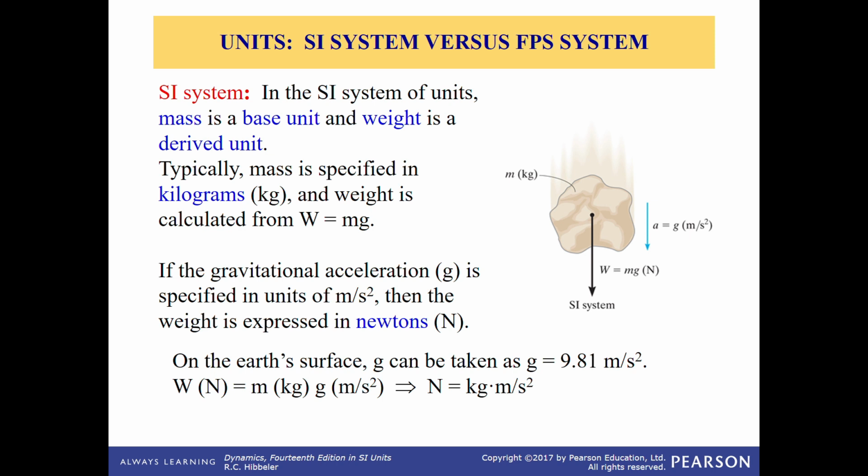So if the gravitational acceleration g is specified in units of meter per second squared, then the weight is expressed in newtons, N. On the Earth's surface, g can be taken as 9.81 meter per second squared. So W means weight, and the unit of weight is N, Newton, equal to m, which is kg, times g in meter per second squared. So technically we can say Newton is actually equal to kg times meter per second squared.